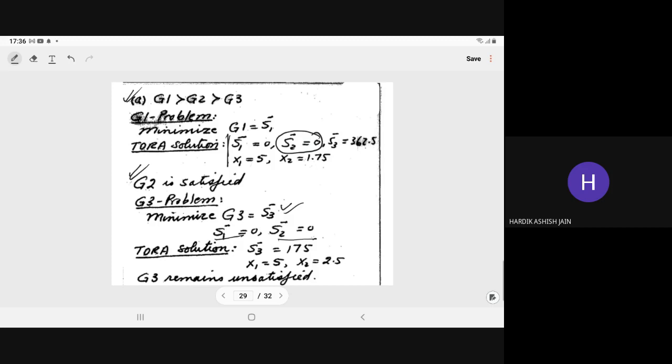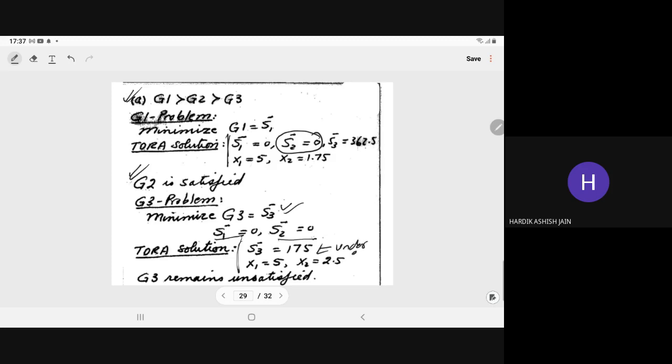When you have removed them, there is no chance of reconsideration of those values, which means you cannot recalculate the values of S1 minus and S2 minus. So after using this, we have the optimal solution again: S3 minus is equal to 175, x1 is equal to 5, and x2 is equal to 2.5. By chance, for this question you have the same answer, but not necessarily always. So that is the underachieve.